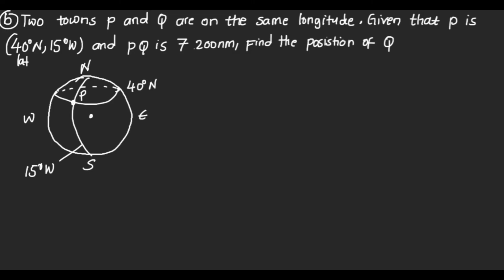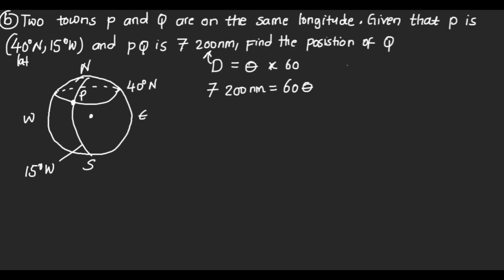So for us to find the position of Q, first we need to find the difference in the latitude. Since we have been given the distance, the formula that we can use is distance is equal to theta times 60. So that is the formula that we are going to use here. Then we substitute the distance given, which is 7,600 nautical miles. Then 60 times theta is just 60 theta.